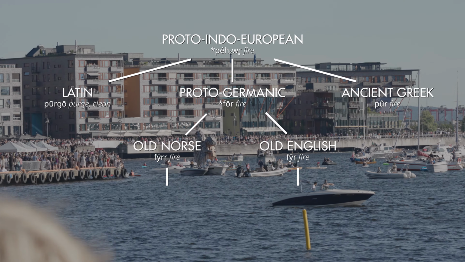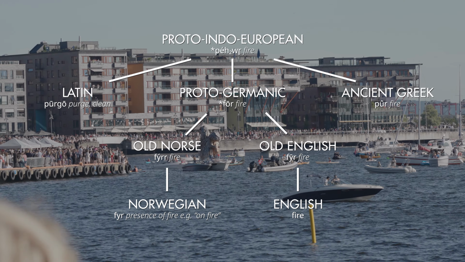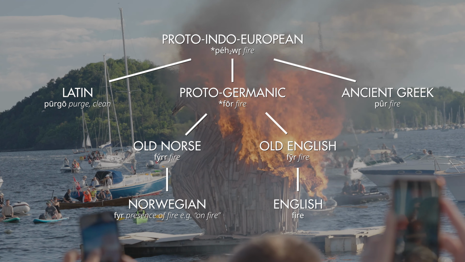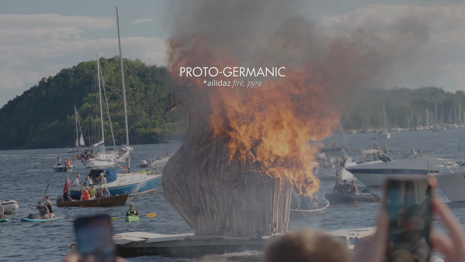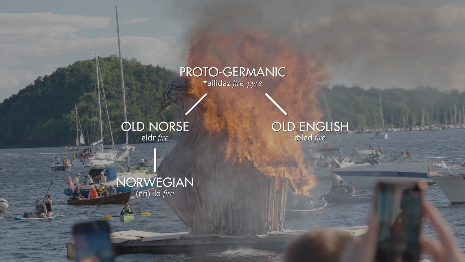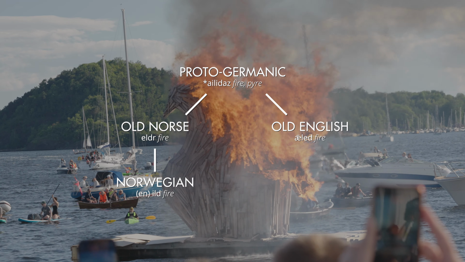Both are cognate with ancient Greek pyr, from which we get pyre, as in a funeral pyre, and several words that begin with the prefix pyro, for example, pyromania. There is also ild, which doesn't have a modern English cognate, but there was one in Old English, aled, which is cognate with Old Norse eldr.